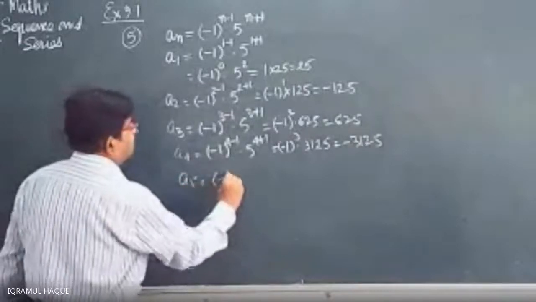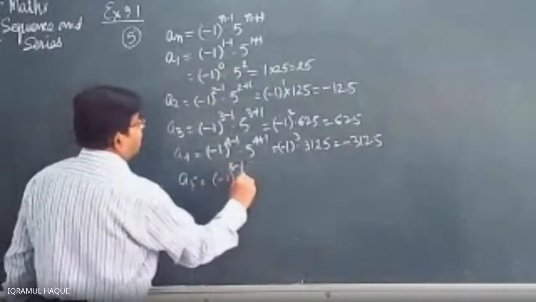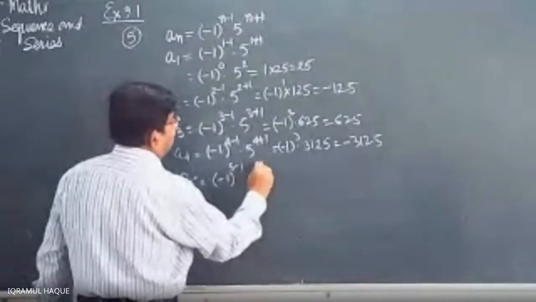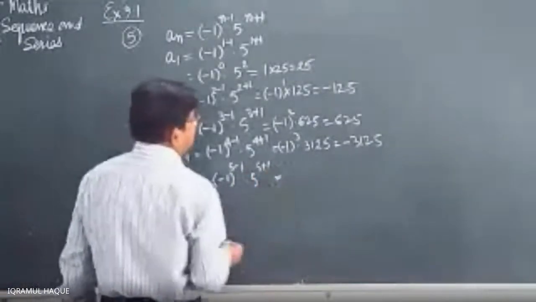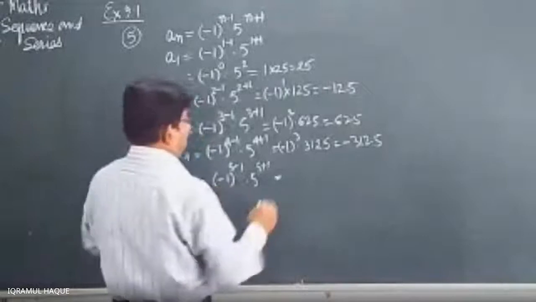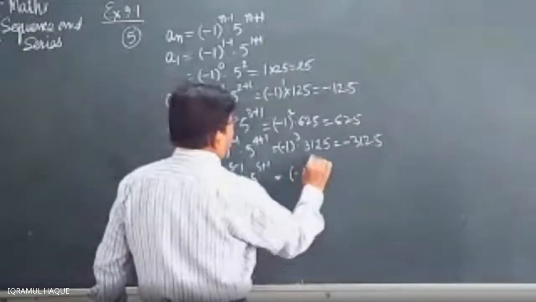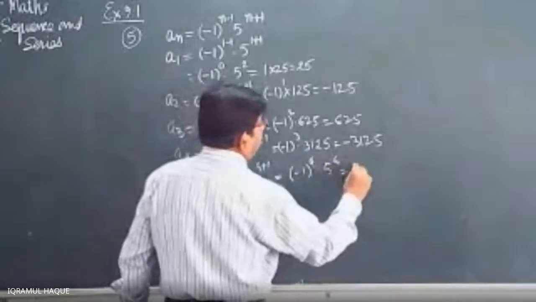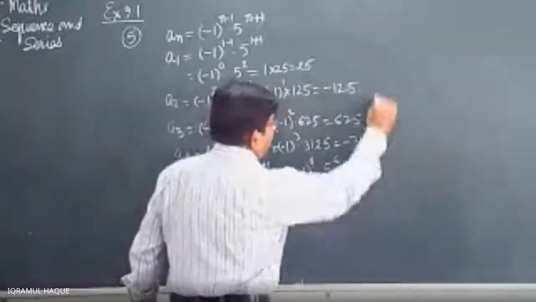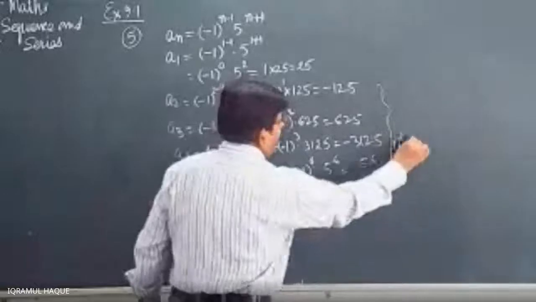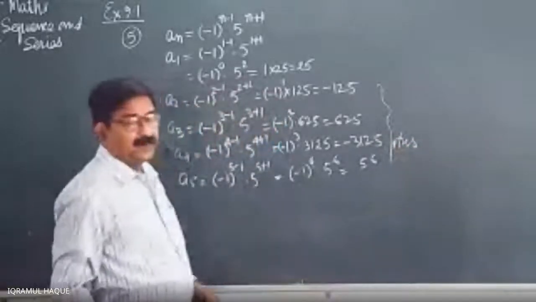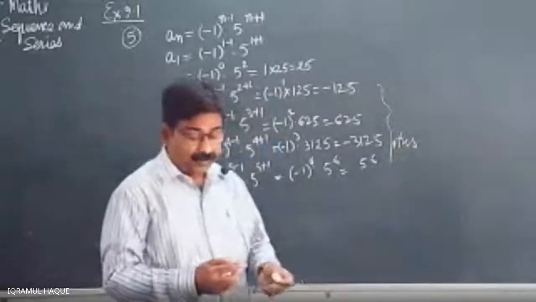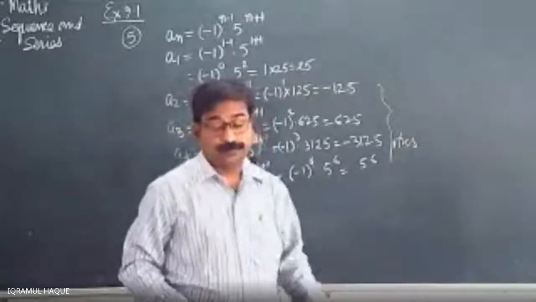A5 means (-1)^(5-1) * 5^(5+1). This is a positive power, (-1)^4 into 5^6. So this is positive 5^6, whatever the answer is. So this is how we can get the answer. These are very simple questions, not very important things to know.